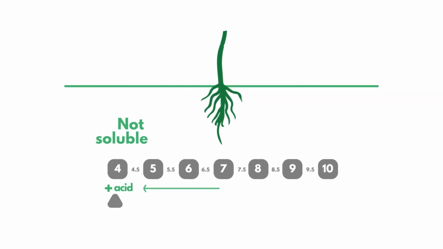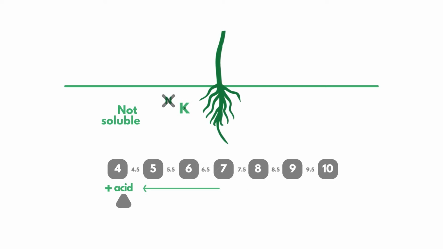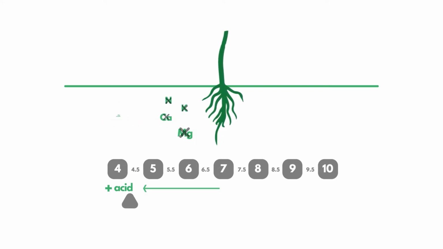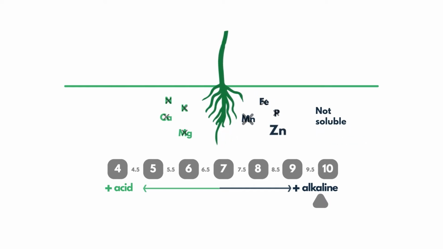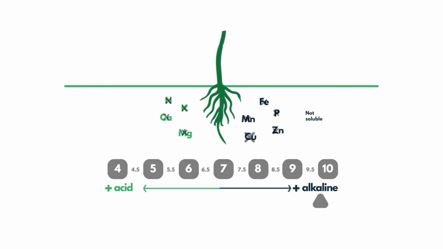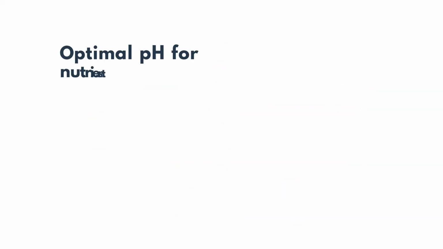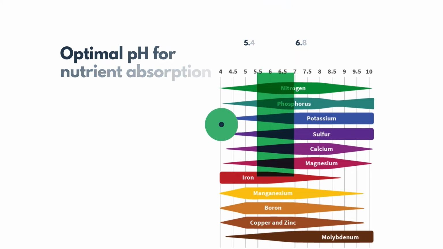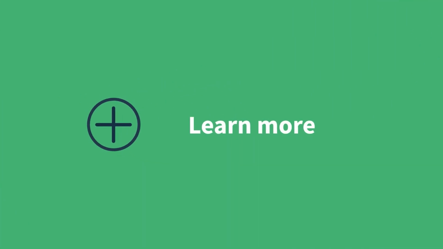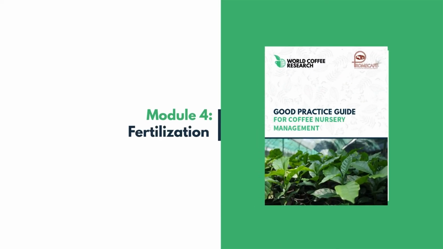In a very acidic substrate, nitrogen, potassium, calcium, and magnesium are not soluble, while in a very alkaline substrate, iron, phosphorus, manganese, zinc, and copper are not soluble. The optimal pH range for coffee is between 5.4 and 6.8. To learn more about the availability of nutrients at different pH levels and about how to measure pH in your substrate, consult Module 4 of the Good Practice Guide for Coffee Nursery Management in the section called Fertilization.